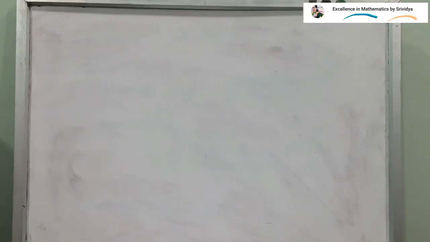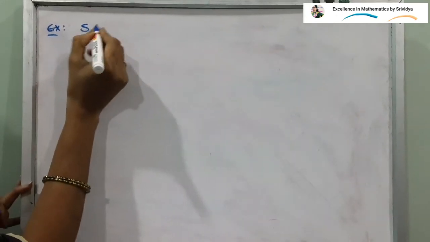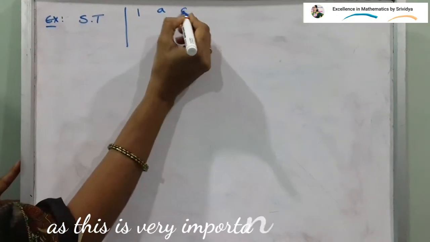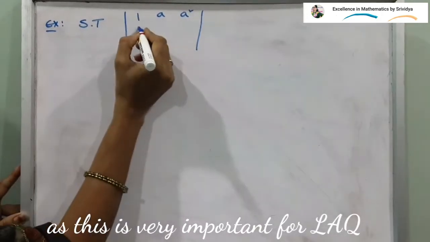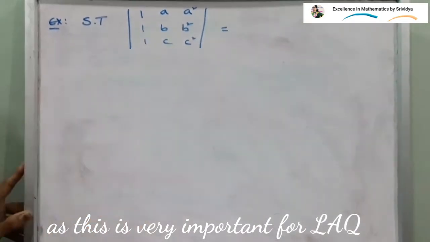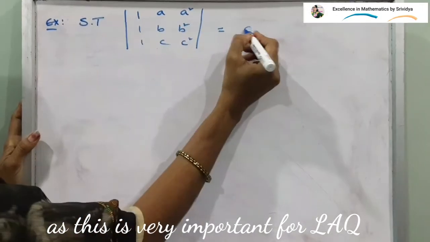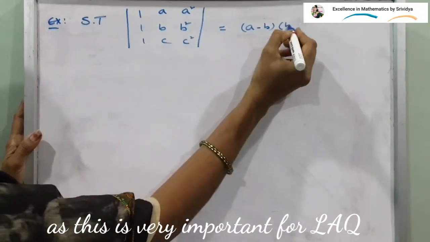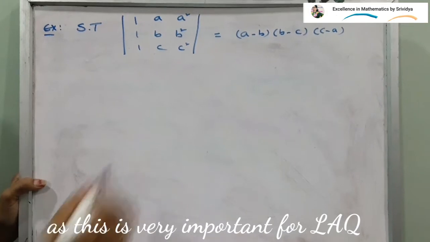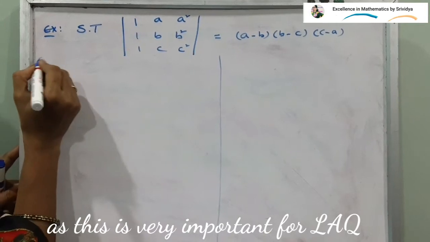Now let us take one example on determinants. Show that the determinant of [1, a, a²; 1, b, b²; 1, c, c²] is equal to (a − b)(b − c)(c − a). We take the LHS and we have to prove the RHS.